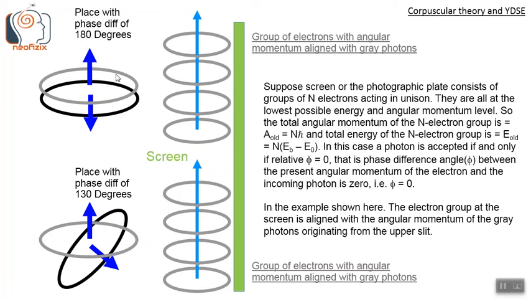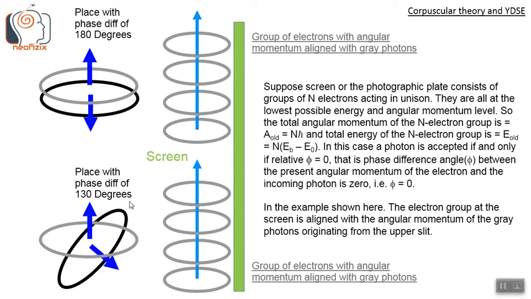So basically in this, these gray photons are aligned with the angular momentum vector of the electrons, but this one is having a misalignment. This is 180 degrees off, and so the difference between this downward arrow and this upward light blue line is 180 degrees, whereas the phase difference between this gray photon with upward blue arrow and all these electrons with upward light blue arrow is 0, because their angular momenta are aligned.